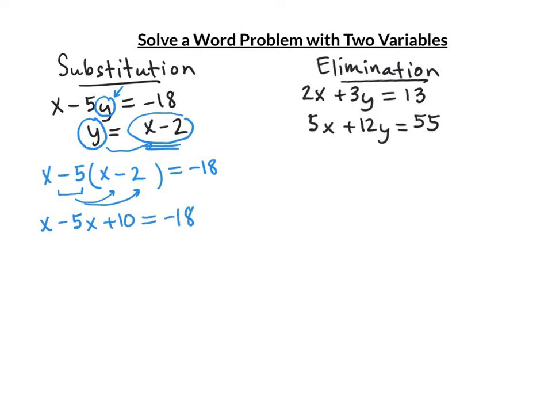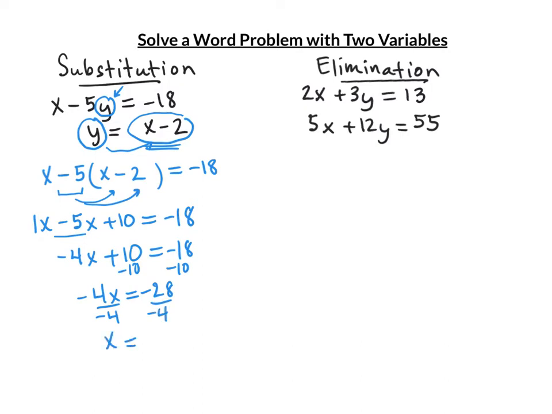Whenever possible in algebra, always simplify. These are like terms. 1x minus 5x is negative 4x plus 10 equals negative 18. Now I'm going to take a 10 off each side, get the x by itself. Negative 4x equals negative 28, and divide by negative 4, and I get an answer of x equals 7. Negative divided by negative is a positive.